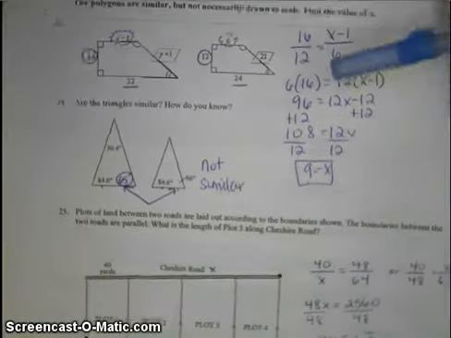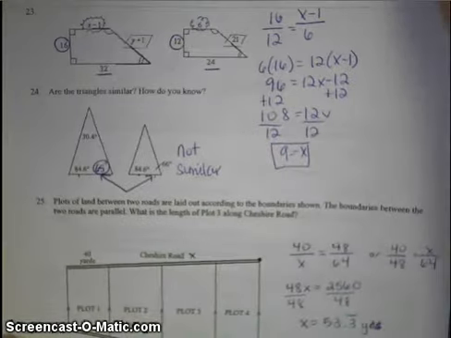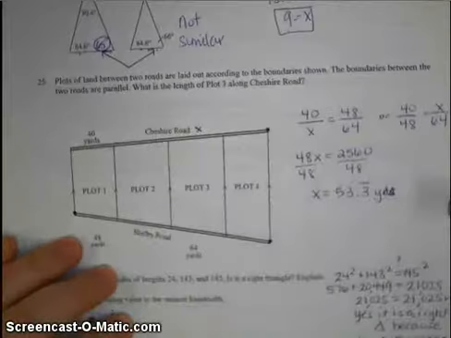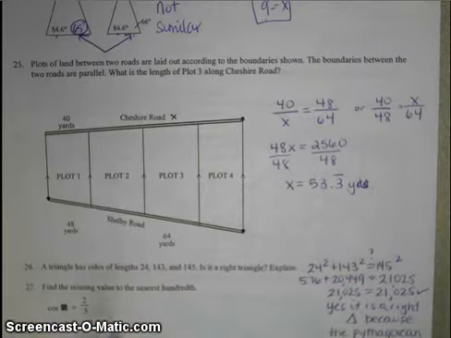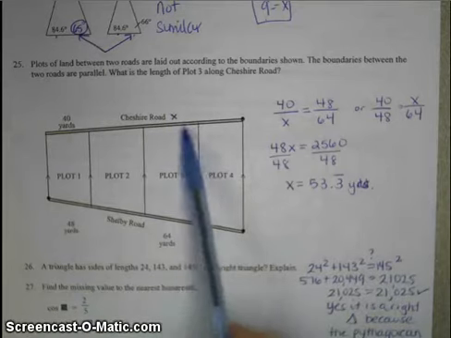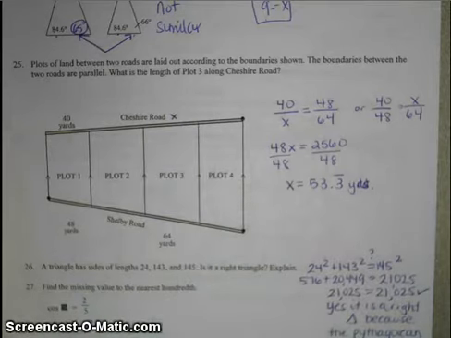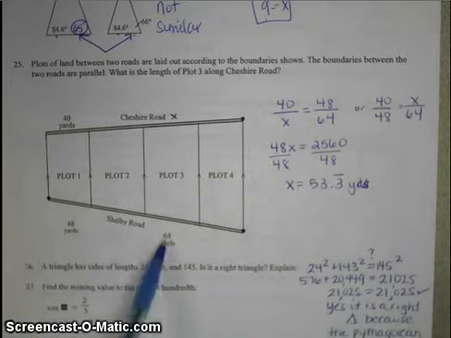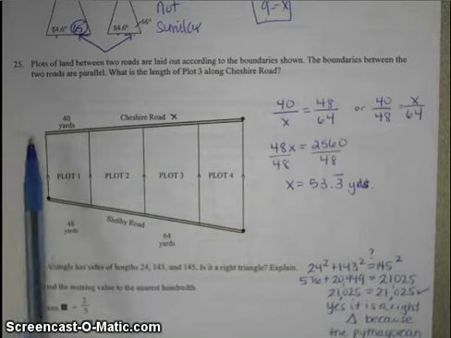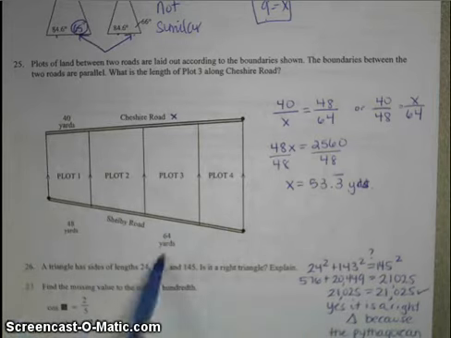Alrighty, 25. Plots of land between two roads are laid out according to the boundaries shown. So I want to find the value of x, which is this length here of plot 3. So I'm just setting up a proportion. 40 is to x as 48 is to 64. Or I could say 40 is to 48 as x is to 64.